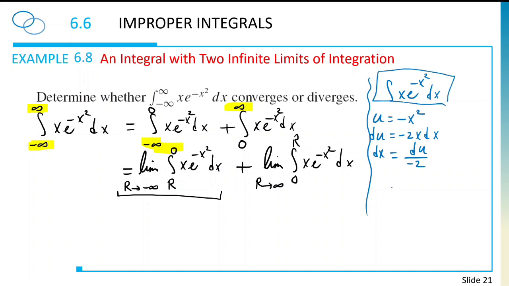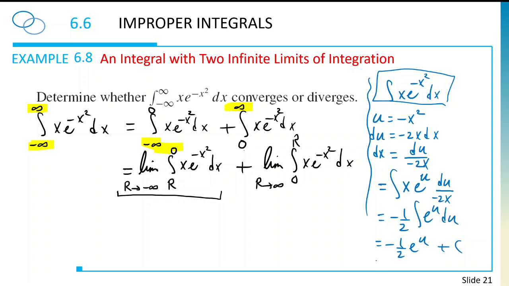I need to use the substitution. So this is the integration, okay? x, I'll keep x, and e to the power of negative x squared is u, so I'll call it u. Now what's dx? I did it here. It's du over negative 2x. Now see what you can cancel? x with x. So you have here negative half the integration of e to the power of u du. And this is equal to negative half e to the power of u. And the last step should be the back substitution. And this is equal to negative half e to the power of negative x squared.